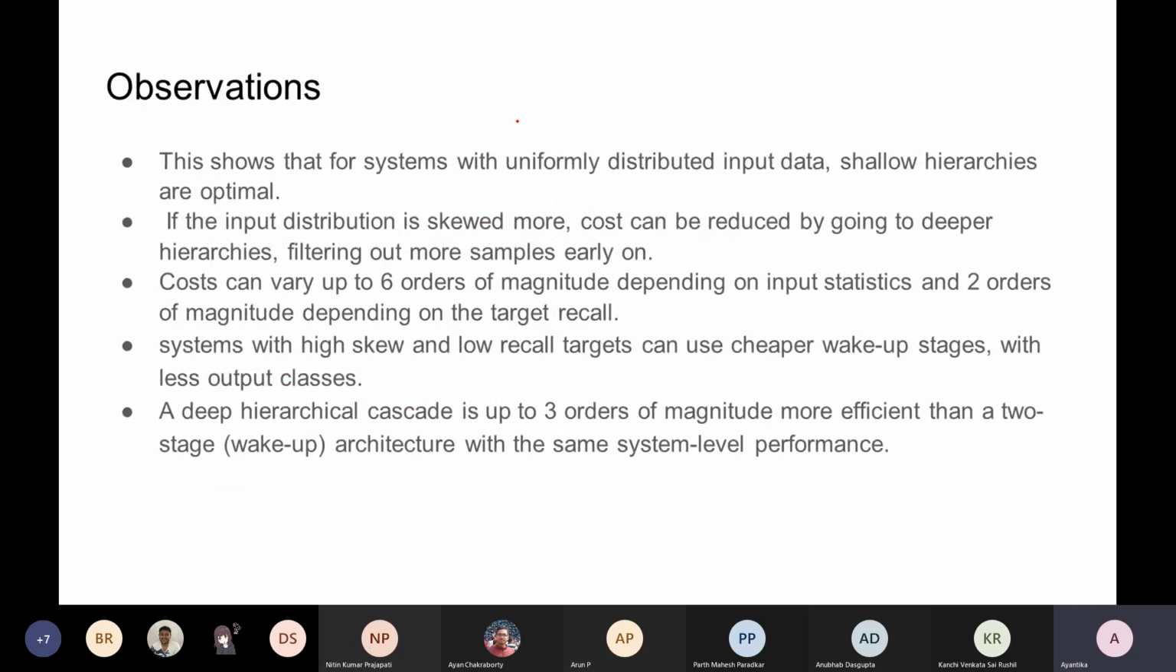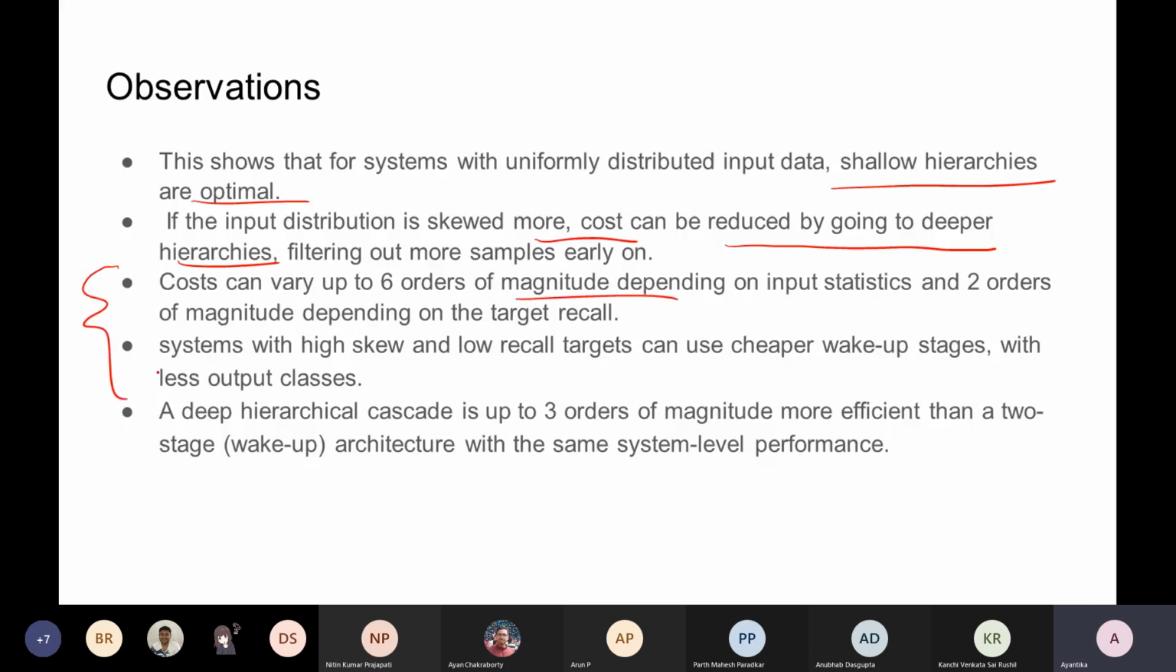So these are a few observations: for a system of uniformly distributed input data, the shallow hierarchies are optimal. If the input distribution is skewed more, cost can be reduced by going to deeper hierarchies, filtering out more samples early on. Cost can vary up to 6 orders of magnitude.